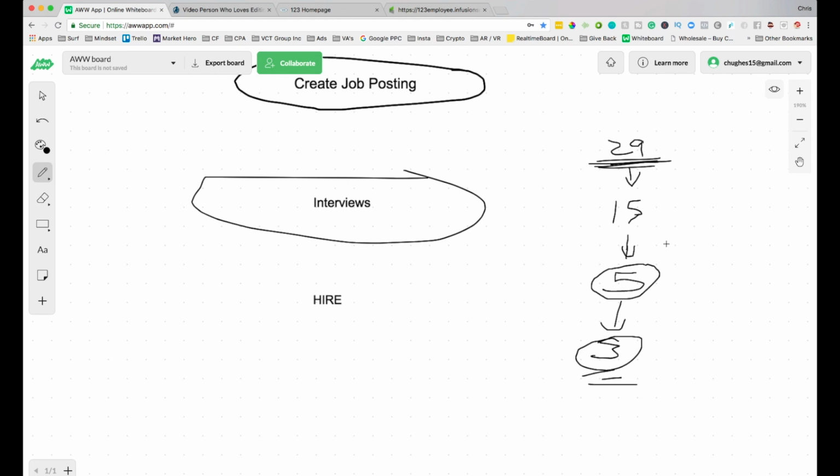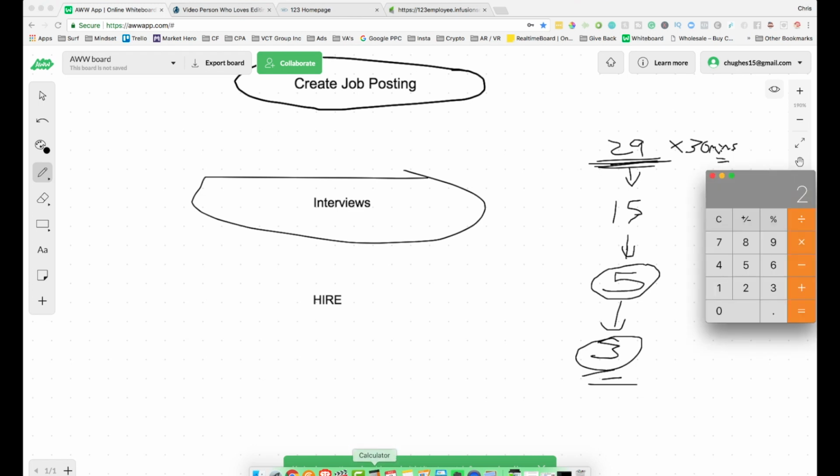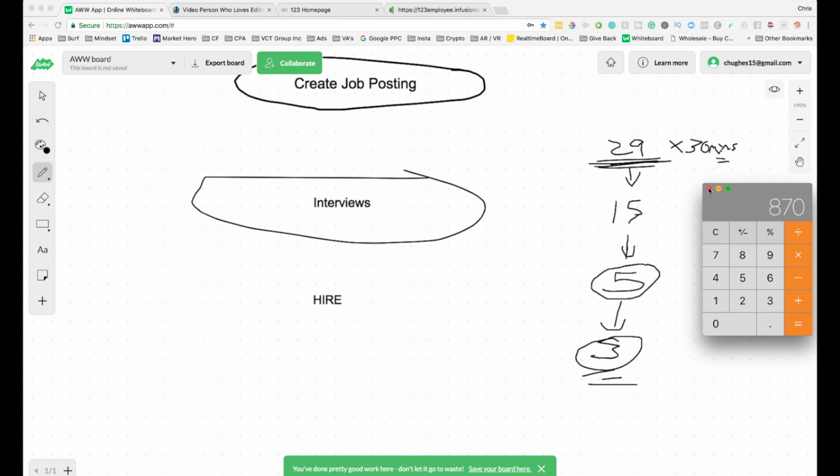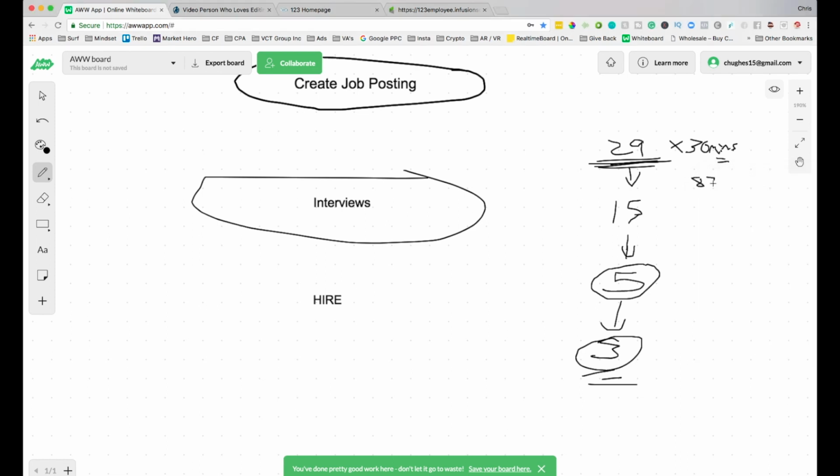That's awesome. Think about the amount of time that you save. If you do 30 minutes on each of these, what's that? 29 times 30 minutes per interview. Let's see, what is that? Where's my calculator? 29 times 30. So it's 870 minutes. 870 minutes total investment.